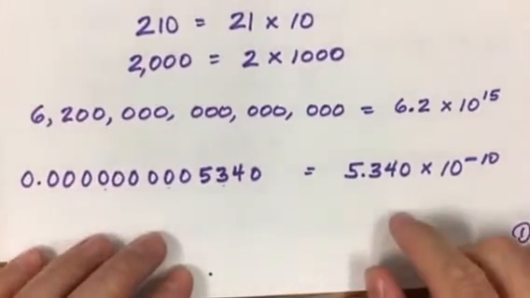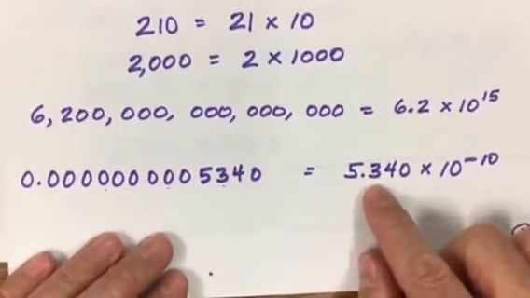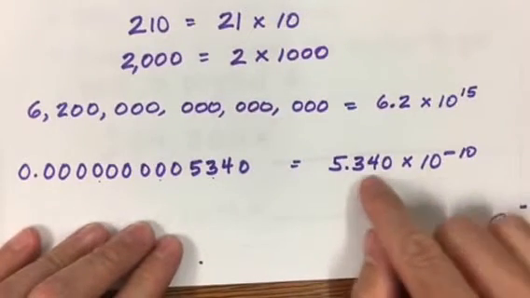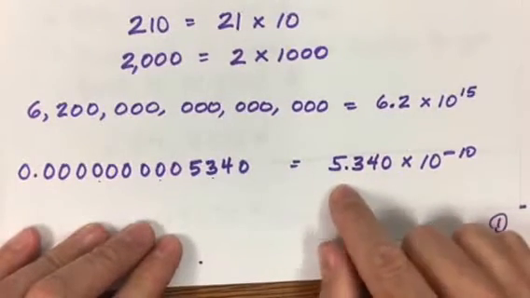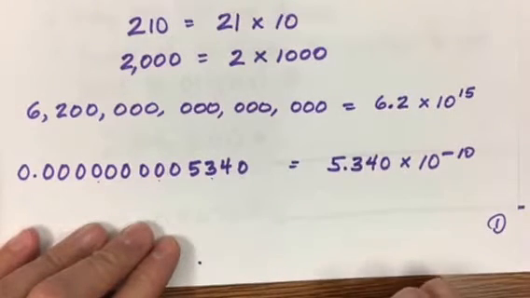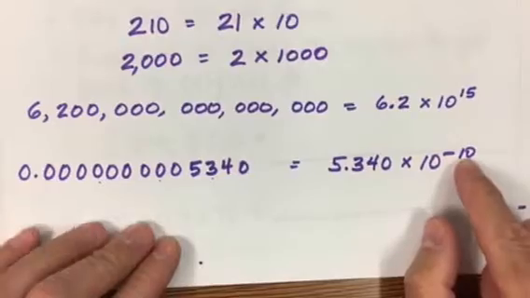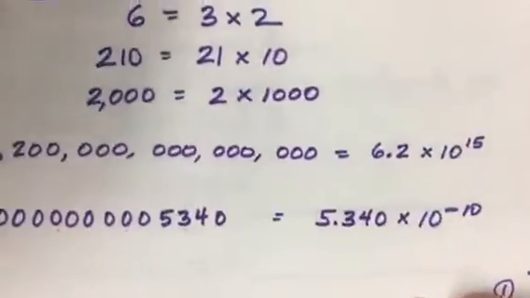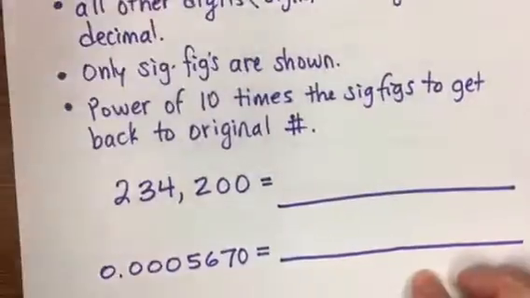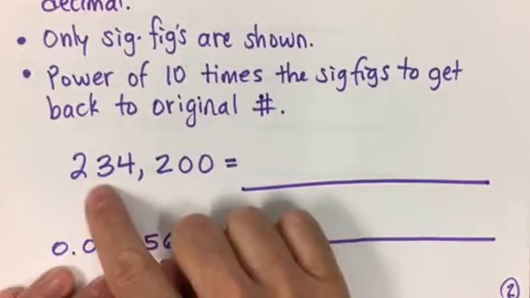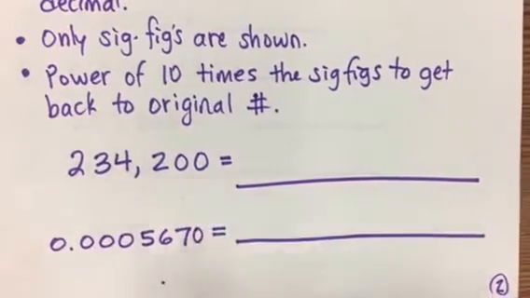Or if you take 5.340 times 10 to the negative 10th power, it's like dividing this number by 10, by 10, by 10, by 10, by 10, 10 times. So times 10 to the negative power is like dividing by 10. Times 10 to the positive power is like multiplying times 10. So let's try these two examples real quick, and I'll show you how to do this.